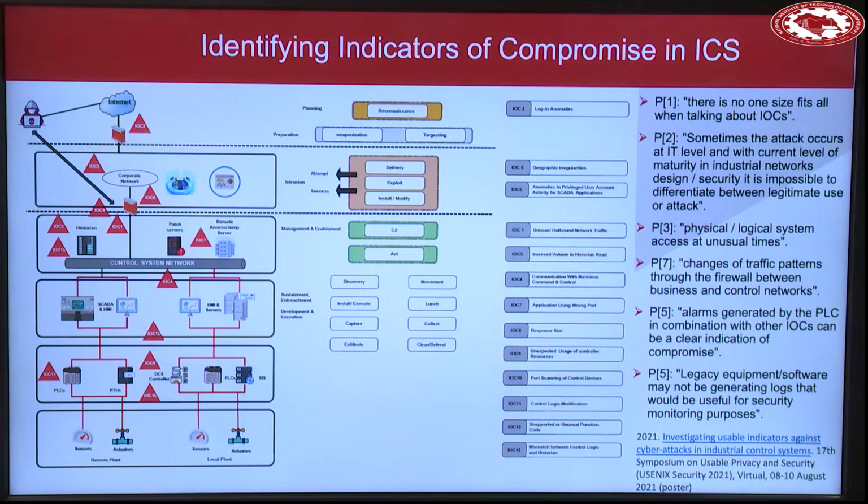Changes of traffic pattern through the firewall between business and control center. Sometimes the traffic path changes between networks. If you have multiple networks, an attacker might fabricate packets, depending on what level of security you have.